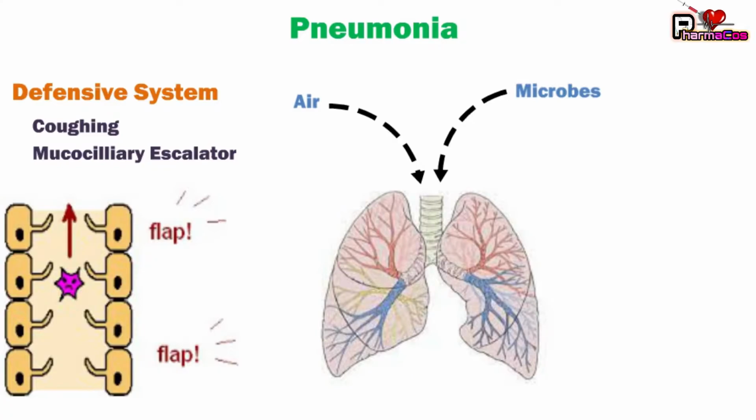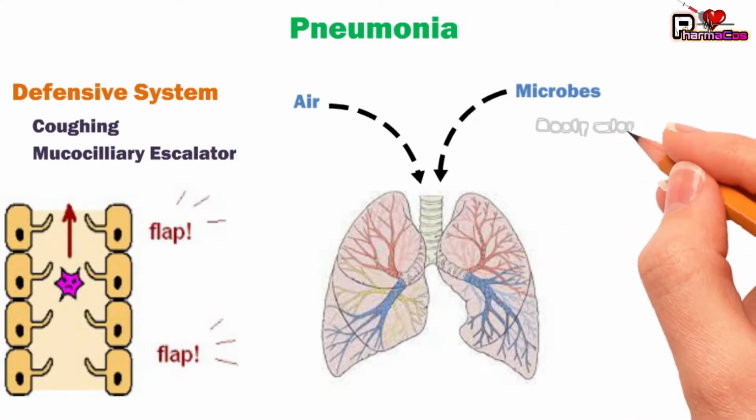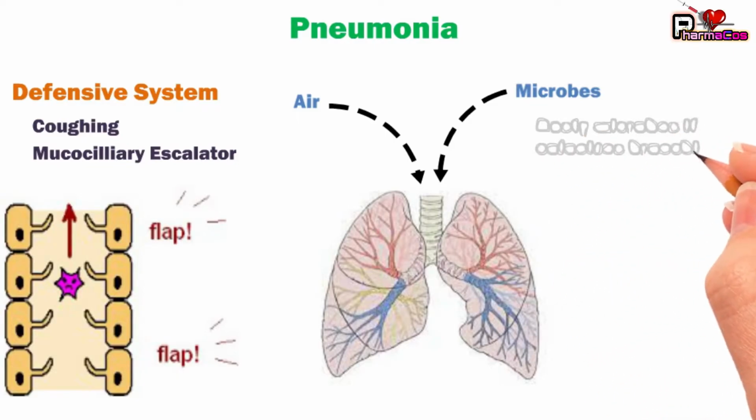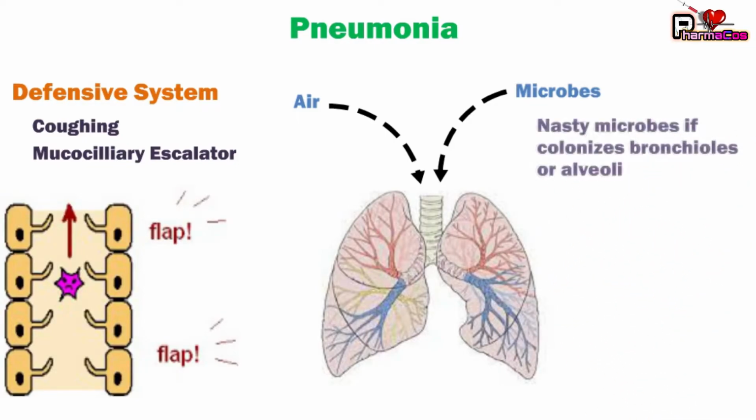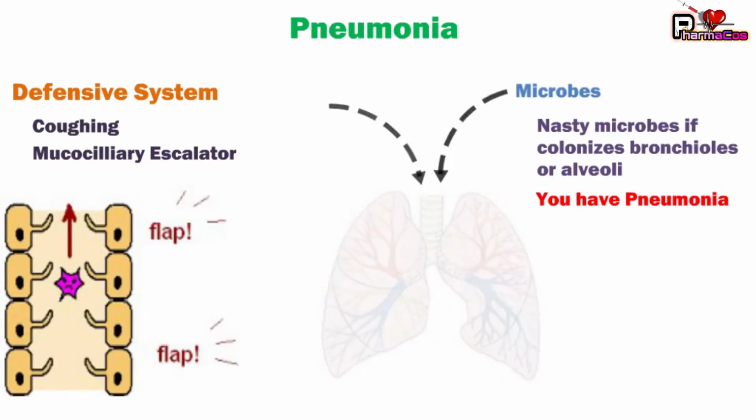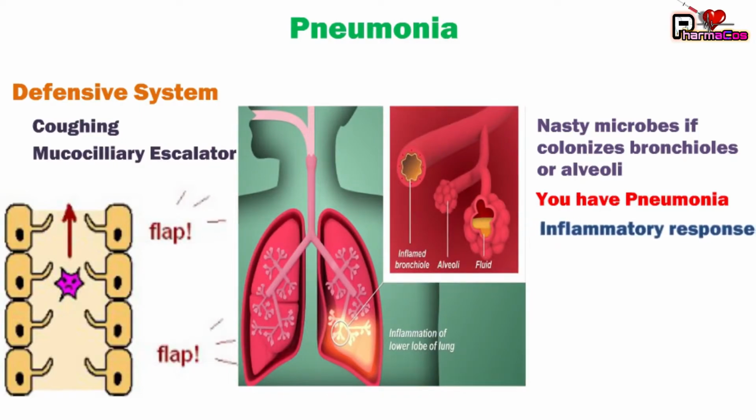But sometimes particularly nasty microbes might succeed in colonizing the bronchioles or the alveoli, and when that happens you have got pneumonia. These microbes typically multiply and cross over from the airways into the lung tissues, creating an inflammatory response. These tissues quickly fill with white blood cells as well as proteins, fluids and even red blood cells if a nearby capillary is damaged in this process.